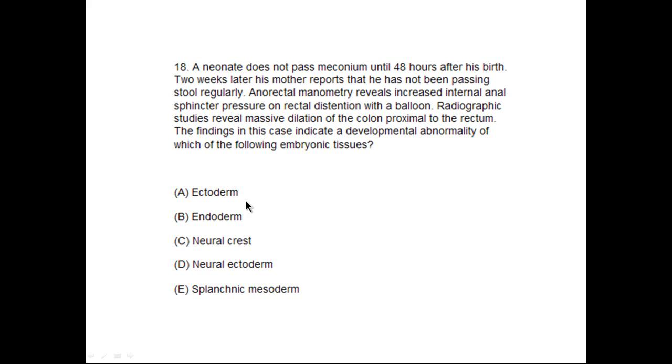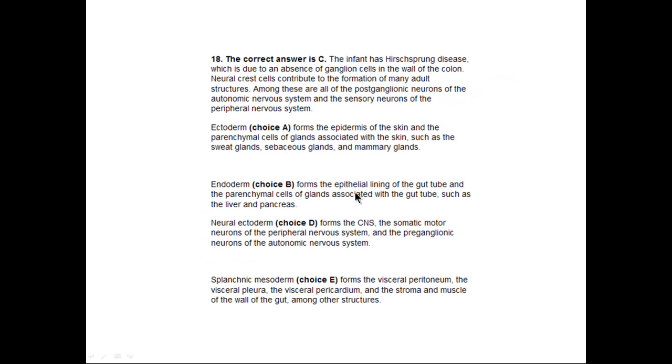Think about it. Is it ectoderm, endoderm, neural crest, splanchnic mesoderm? The correct answer is neural crest because this person, the infant, has Hirschsprung disease, which is due to an absence of ganglion cells. Remember the myenteric plexus, our plexuses in the colon? These are from neural crest cells. If they don't migrate, you're not going to have any movement of the colon. This is called Hirschsprung disease.